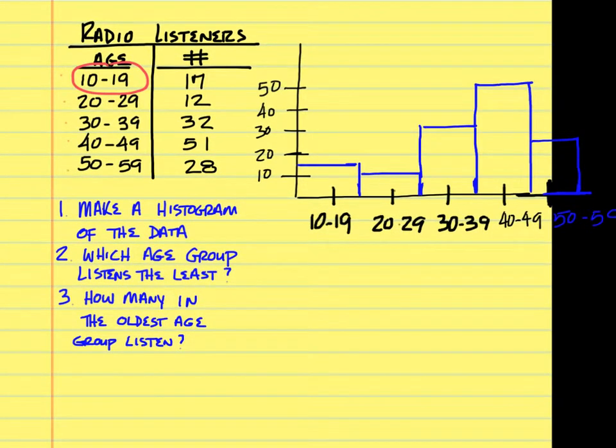Alright, which age group listens the least? Which age group listens to the radio the least? 20 to 29. It is this one here. And how many in the oldest age group listen to the radio? How many people are in the oldest age group? 28.